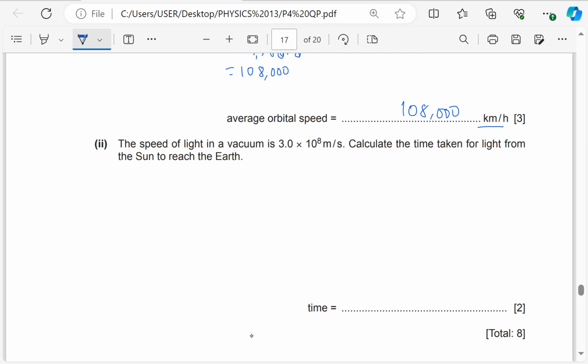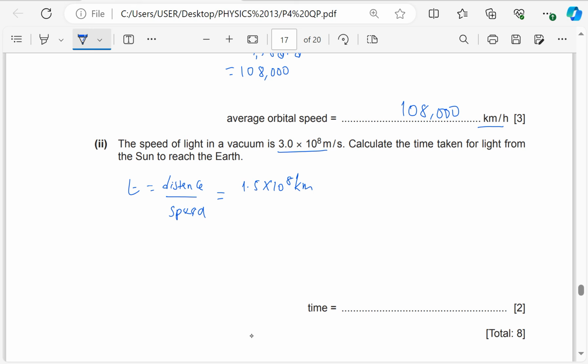Then the speed of light in a vacuum is 3 times 10 to the power of 8. Calculate the time taken for light from the Sun to reach the Earth. So we know that time is equal to distance divided by the speed, if the speed is constant. So the speed is constant, the distance is 1.5. They have not given the unit, so I'll say 1.5 times 10 to the power of 8. The speed is in meters per second.